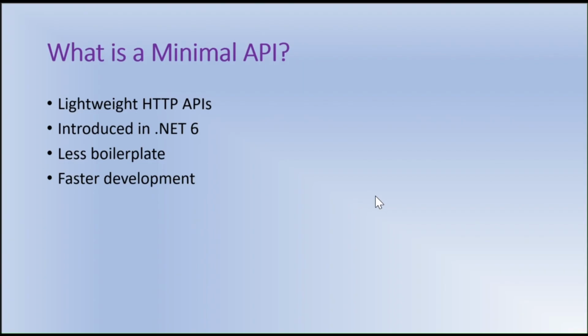Now, what is a minimal API? A minimal API is a simplified way to build APIs in ASP.NET Core. Unlike traditional MVC controllers, minimal APIs allow us to define endpoints directly in the Program.cs file. This reduces complexity and improves development speed.